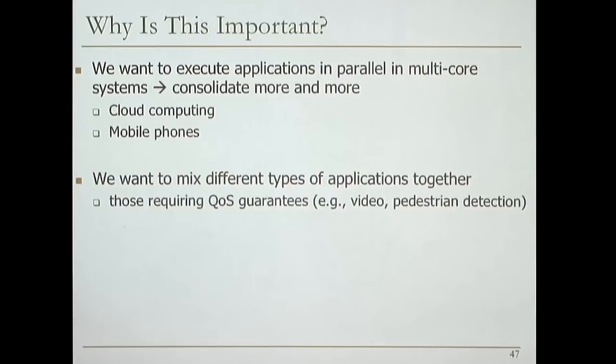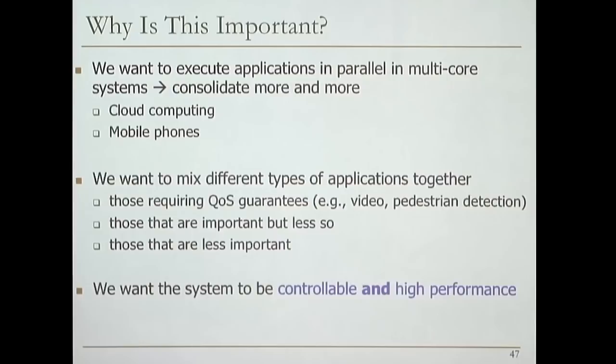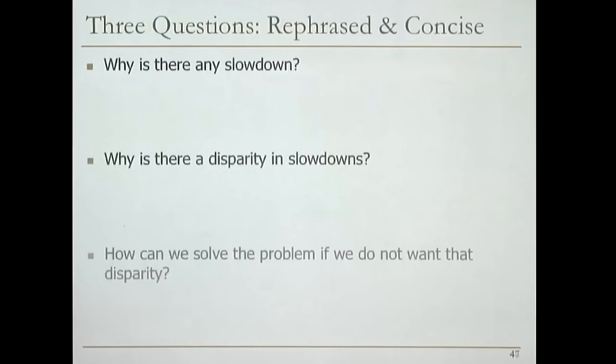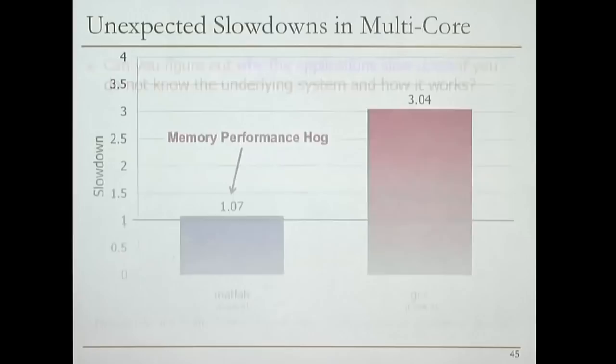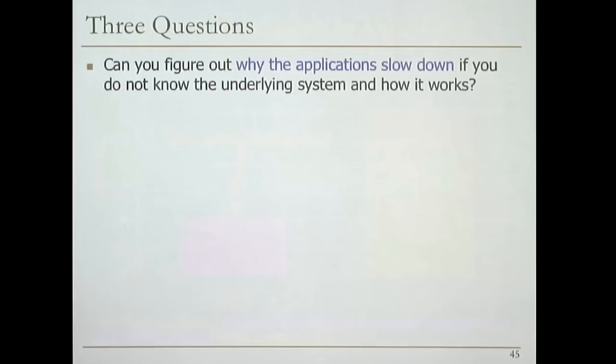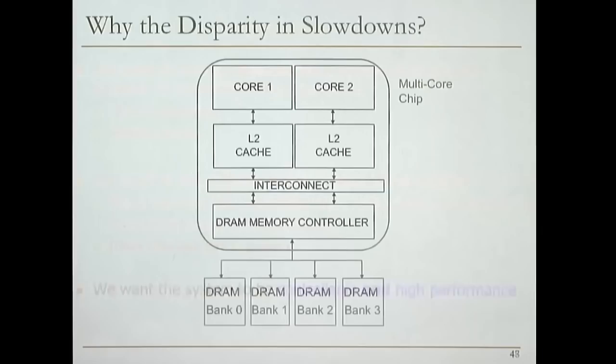If you have a self-driving car, you probably want that application to get its quality of service, right? And those that are important but less so, and those that are less important or not important at all. So we want the system to be controllable and high performance. So if we get what I just showed you over here, essentially you don't have a high performance system and you don't have control over the system. So let me give you why this is happening in this system.